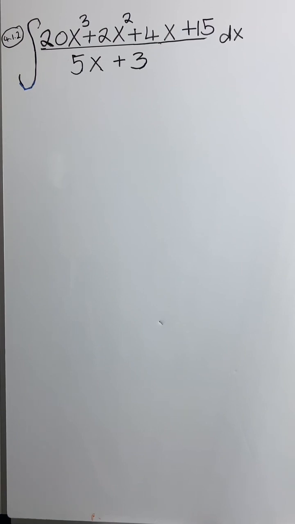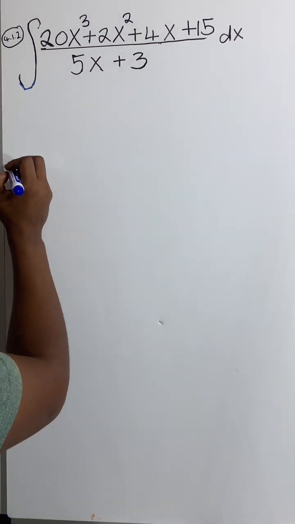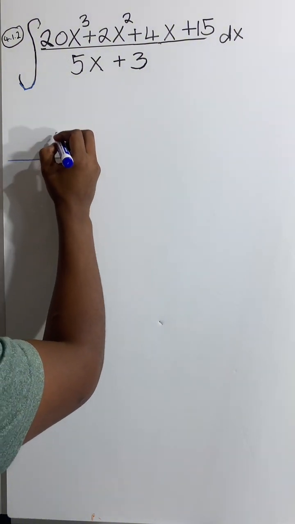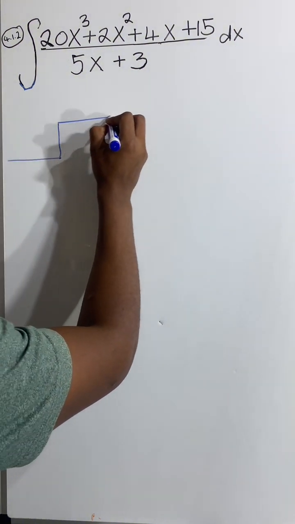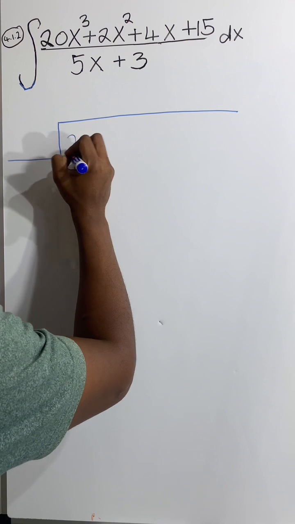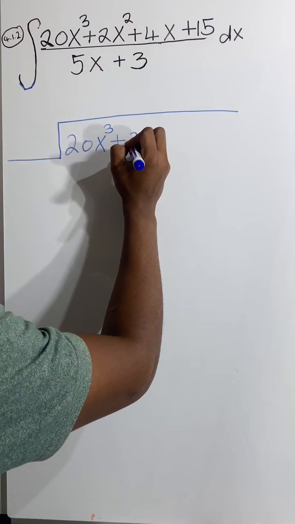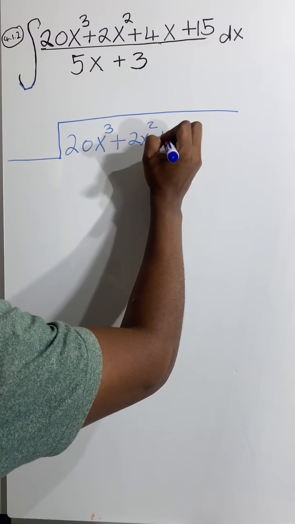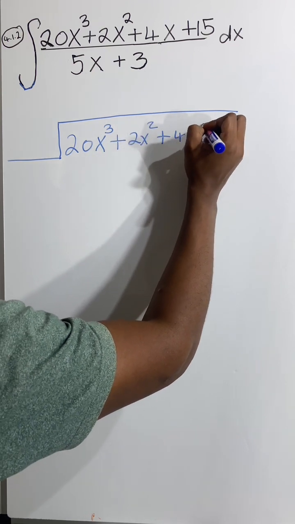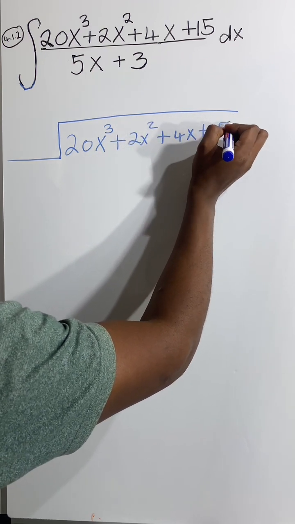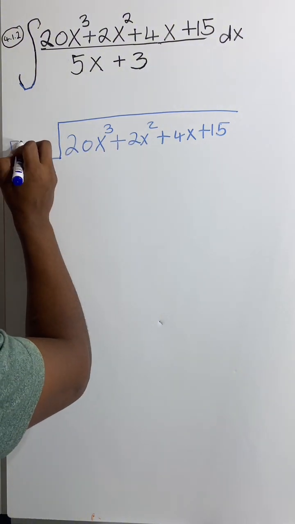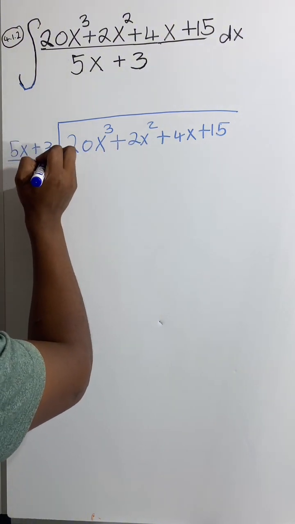4.1.2, we have to evaluate the integral of (20x cubed plus 2x squared plus 4x plus 15) all divided by (5x plus 3). So we use long division to evaluate this integral, where 20x cubed plus 2x squared plus 4x plus 15 will be long divided by 5x plus 3.